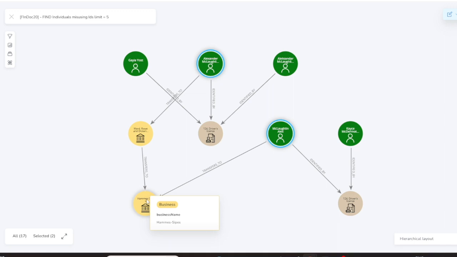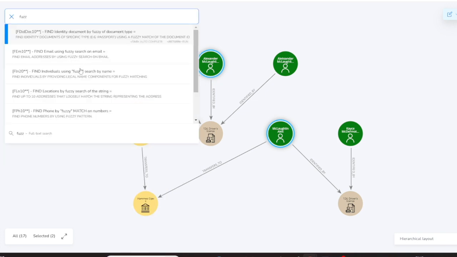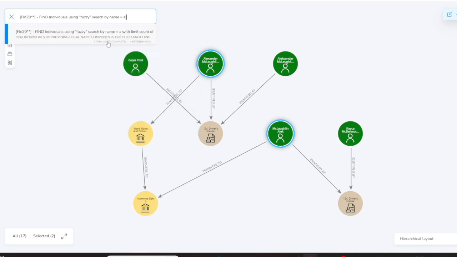In order to dive deeper into this, we must start identifying additional potentially compromised or misused identifications and continue to draw on the connection between the two. So let's use another query to identify individuals that are potentially using the same name. This query is known as the fuzzy logic search name, and in this instance, we will use Alexander McLaughlin. Again, we will set the limit to 5 for the purpose of this demonstration.